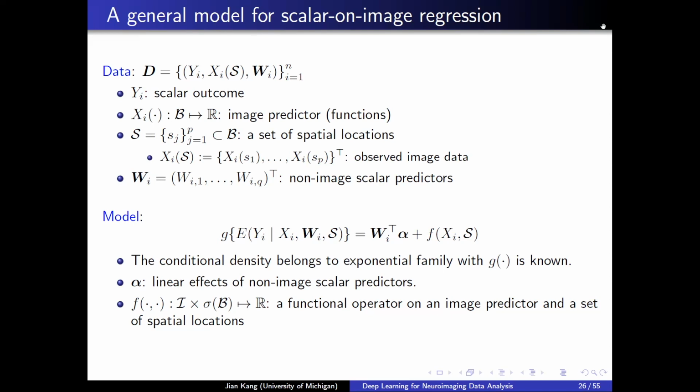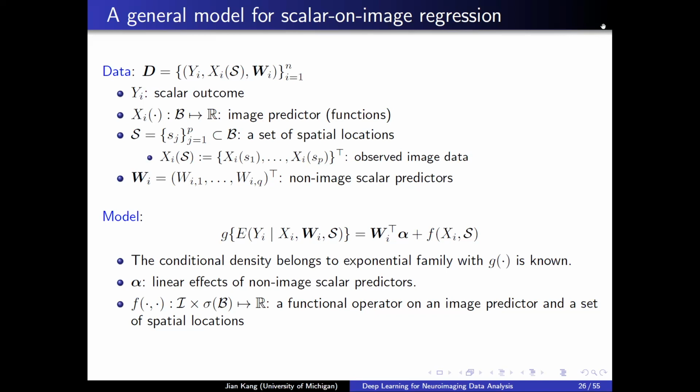So the general framework is, if you rewrite this, you consider your imaging predictor as a sort of functional predictor, just evaluated at different observed locations. It depends on how you specify the imaging resolution. Basically, you also observe a set of spatial locations. Then you can consider a generalized linear model where you assume the conditional density of y given x follows an exponential family.